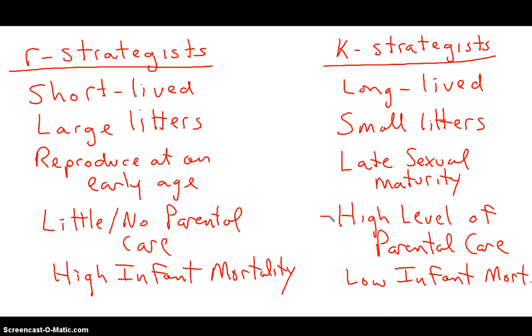R strategists have high infant mortality. There's a good chance that most of the offspring are going to die very quickly after being born. This is an early loss scenario. Whereas K strategists have a low infant mortality. They have more late loss. So they do survive, and when they get older, they can no longer forage for food or protect themselves. That's when they start to die.